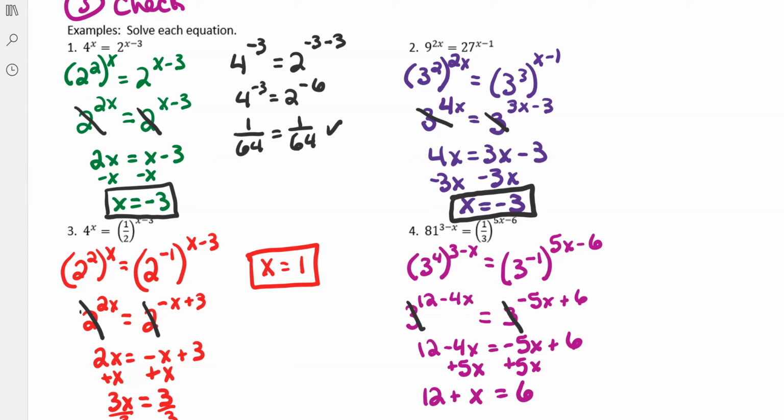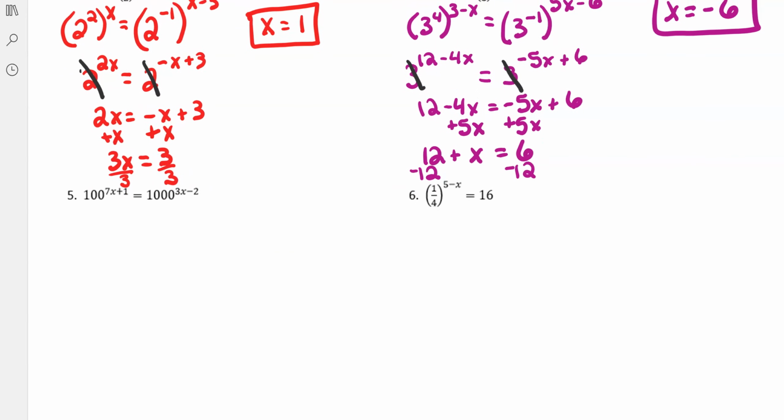And then I need to move that 12 to the other side, so I'm going to subtract that. I'm going to slide my work up here since I ran out of room. So 6 minus 12 is going to give me negative 6, and that's my answer right there. Again, you can plug it back in just to double check that you did it correctly.